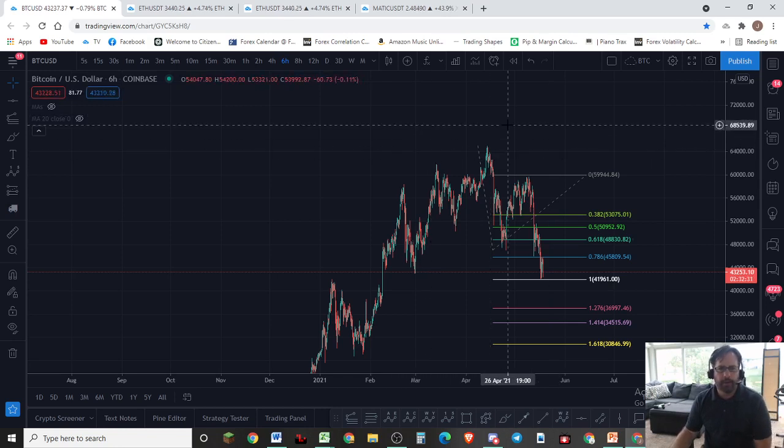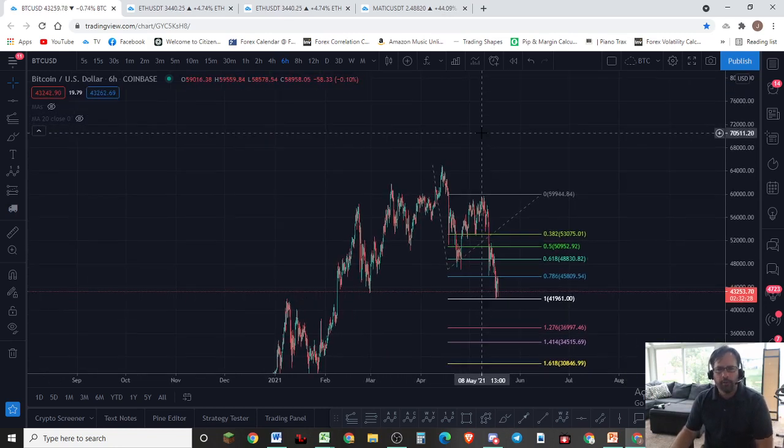Let's jump into the Bitcoin chart and see what's going on, guys. We are at a level right now that is critical for holding. We're sitting at 43K right now, roughly. Are we teetering on whether we're going to go down, or are we going to find a bounce here? It's really hard to pick up on what this market's going to do here.